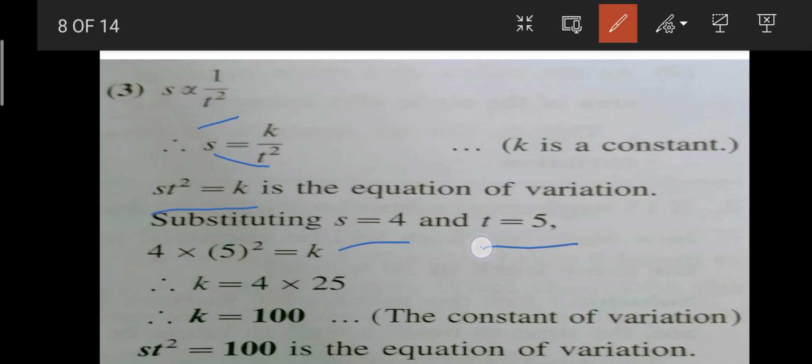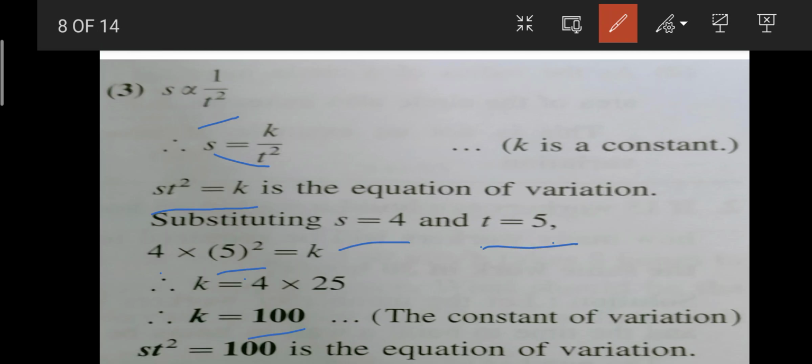The value of T is given to us, that is 5, but it's square, so we have to square it. 5 into 5, because square means multiplying the number 2 times. So 5 into 5 we get as 25. We'll put the values: S as 4, T square as 5 square, is equal to K. So K is equal to 4 into 25, that will give us 100.